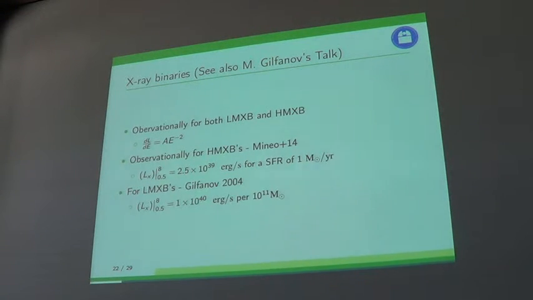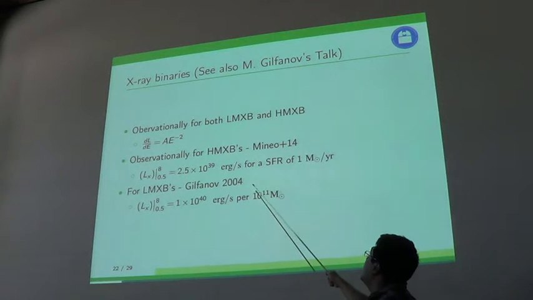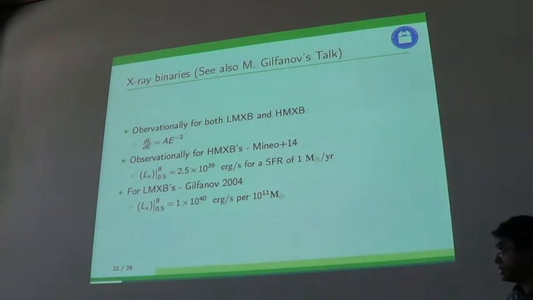Now I'll talk about quite speculative stuff, which I've just looked at in the past week or so. Yesterday and today we heard a lot of talks about X-ray binaries and X-ray sources which can quench. So that's what is written here. Observationally, your high mass and low mass X-ray binaries are observed to have these scaling relations. For high mass X-ray binaries, you have about 10 to the 39 erg per second for every star formation rate of 1 solar mass per year.